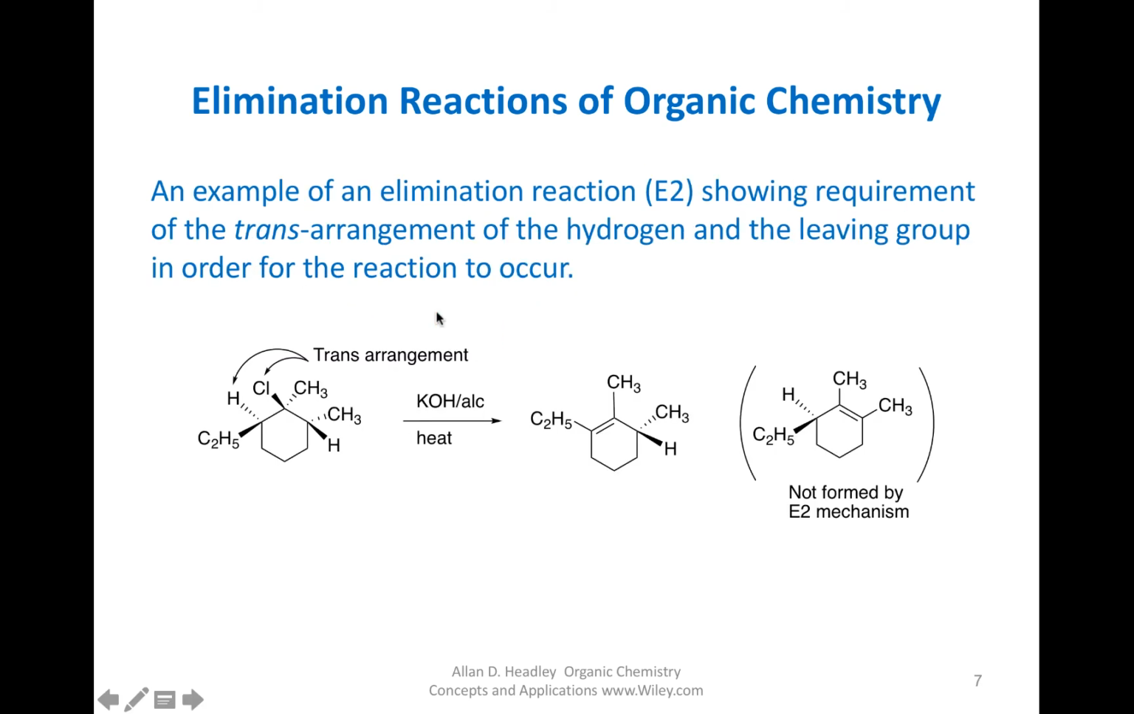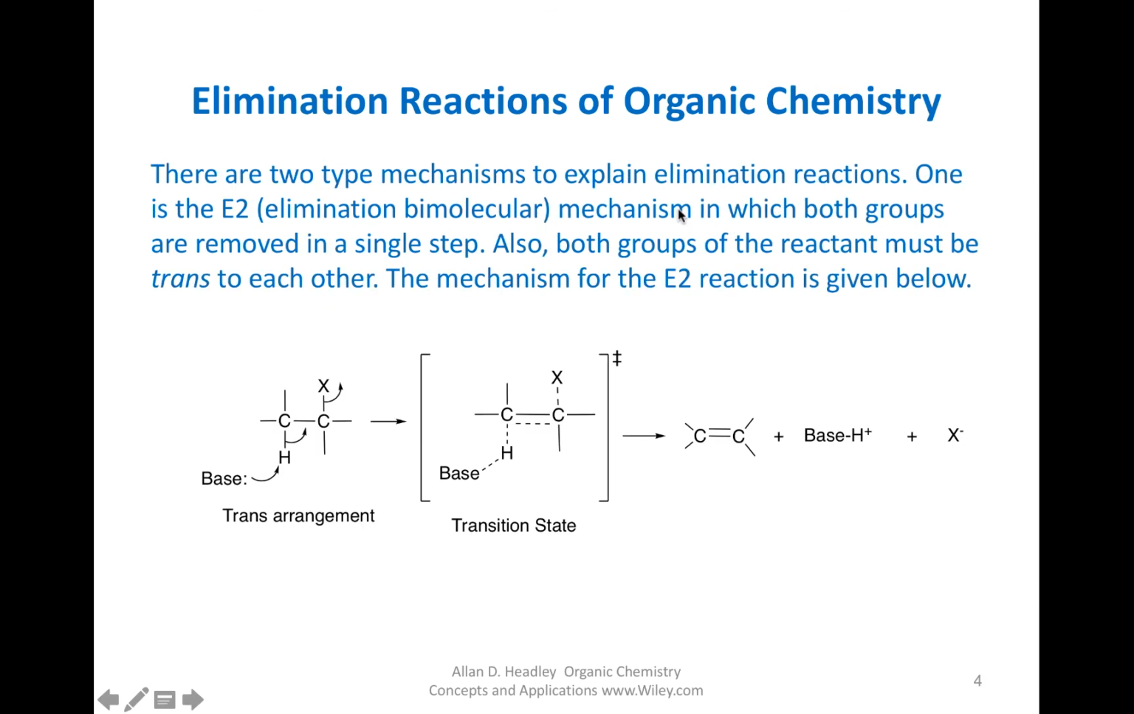Let's take it a step further. I mentioned that in an E2 elimination, the leaving group and the hydrogen must be trans to each other, right across from each other. Let me see if I can go back and show you. So as we did here, we had the hydrogen and the leaving group. They are trans. It's a trans arrangement. So here's another requirement for the E2 reaction: the leaving group and the hydrogen must be trans to each other.